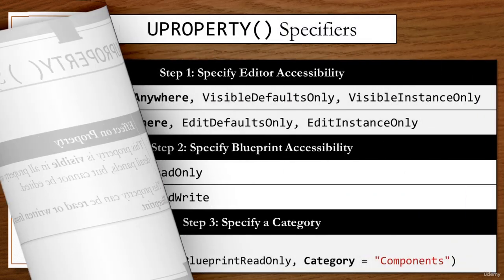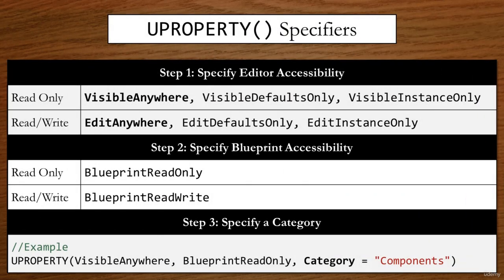events. Alright, in this table I've outlined the steps that you will take to provide specifiers for your properties. So in the first step, we want to specify the editor accessibility. We should think in terms of a read-write, so in other words, visibility and editability. If we want the property to be read-only, then we can specify visible anywhere, visible defaults only, or visible instance only. Then if we want to read, or in other words write, then we can do edit anywhere, edit defaults only, and edit instance only.